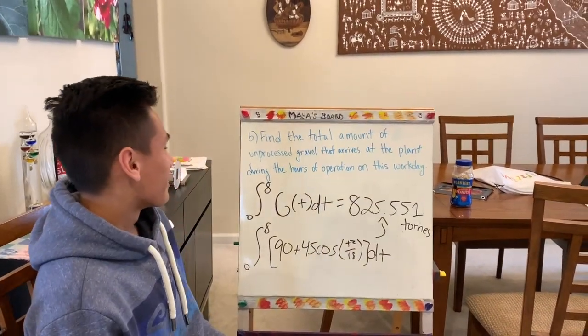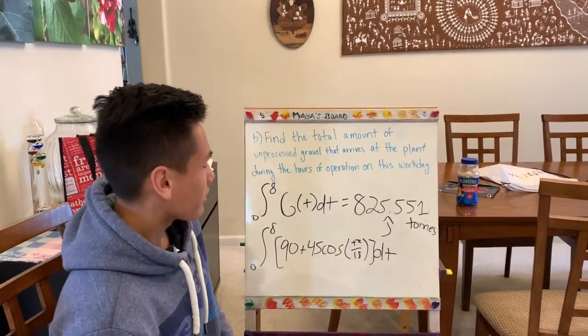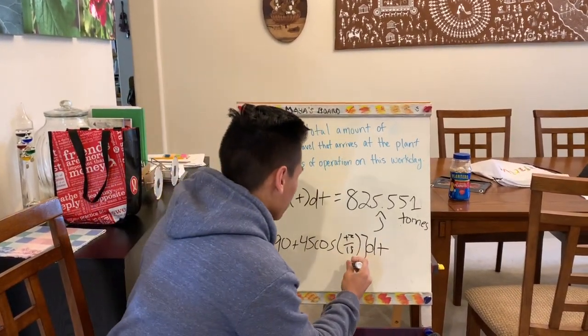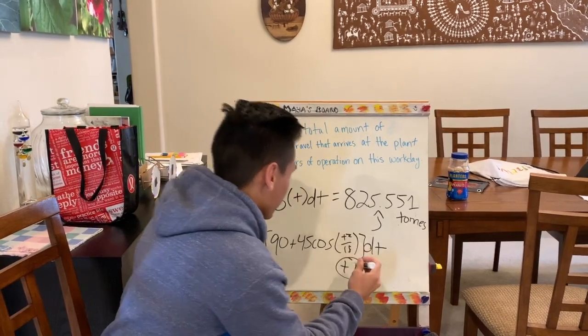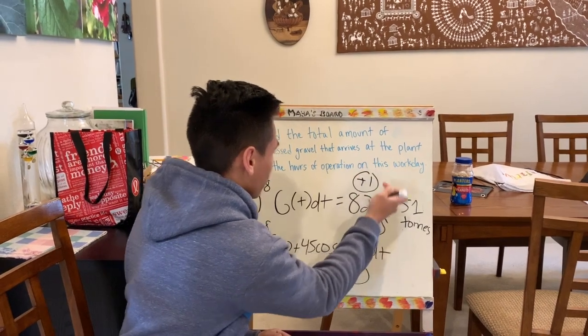Okay, so for the rubric, for the 2 points you get for this problem, you get 1 for showing the integral, which is right here, and then 1 for the answer, right here.